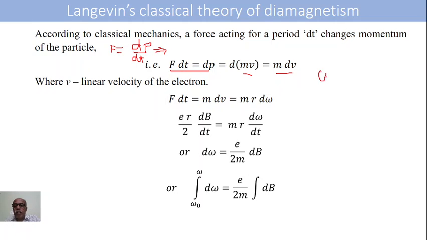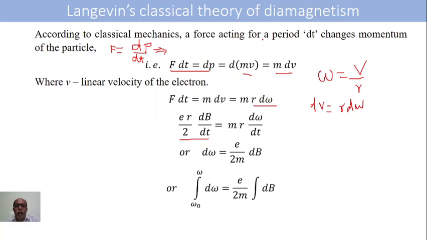But we also know that omega equals V by R, or V equals R omega. Or in other words, dV equals R into d omega. So instead of dV, we have written R into d omega. But F into dt in the previous slide is this. It is ER by 2 into dB by dt.